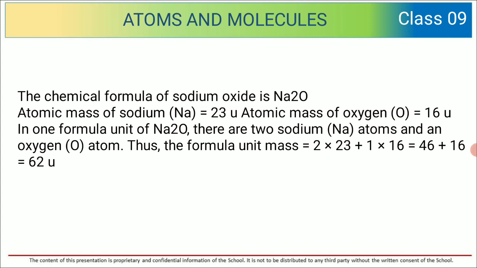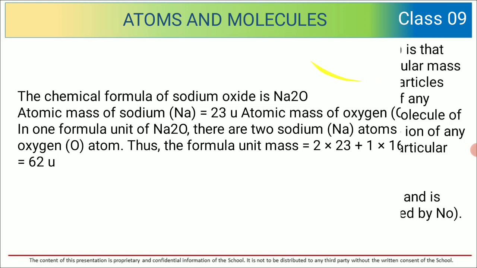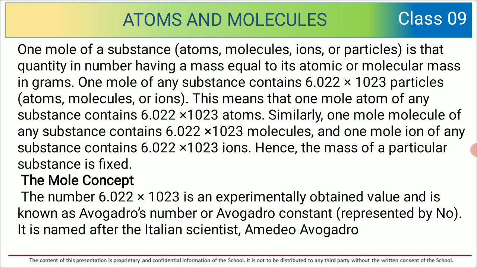The chemical formula of sodium oxide is Na2O. Atomic mass of sodium is 23. Atomic mass of oxygen is 16. In one formula unit, there are 2 sodium atoms and one oxygen. Thus, the formula unit mass is 2 multiplied by 23 plus 1 multiplied by 16. Final answer, you get it as 62 units.